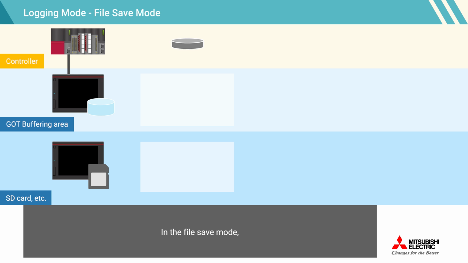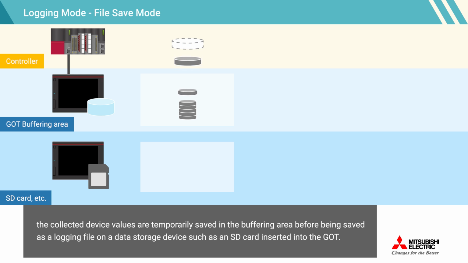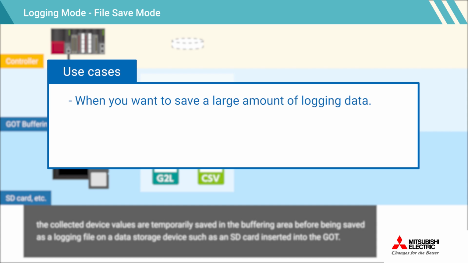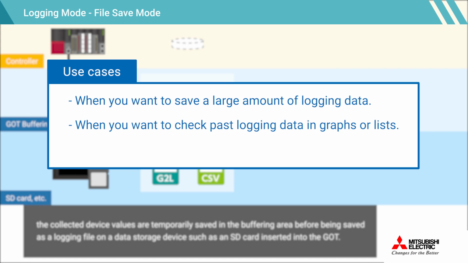In the file save mode, the collected device values are temporarily saved in the buffering area before being saved as a logging file on a data storage device such as an SD card inserted into the GOT. The file save mode is ideal for saving a large amount of logging data, viewing past logging data on a graph or list, or analyzing logging data on a PC.